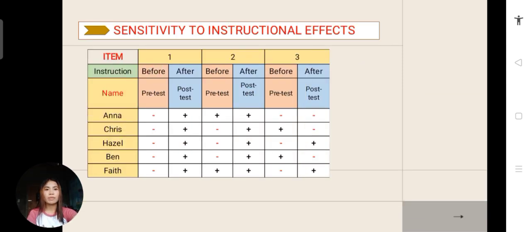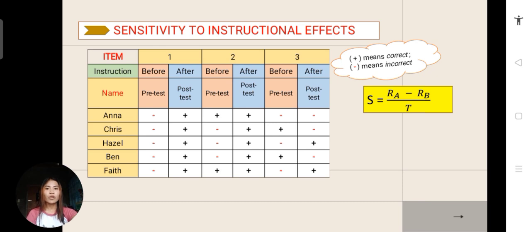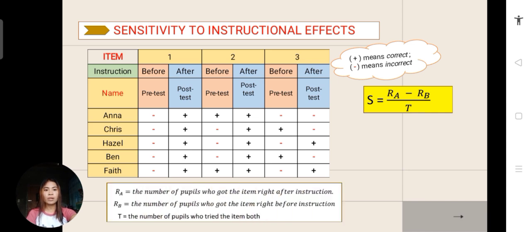For example, in this table, we have items 1, 2, and 3 with 5 students, namely Anna, Chris, Hazel, Ben, and Faith. Note that the plus or positive symbol means correct and the negative or minus sign means incorrect. So computing for this point biserial correlation based on this table, we have a simple formula as S equals R sub A minus R sub B over T, where R sub A is the number of pupils who got the item right after instruction and R sub B is the number of pupils who got the item right before instruction. Then T stands for the number of pupils who tried the item both.